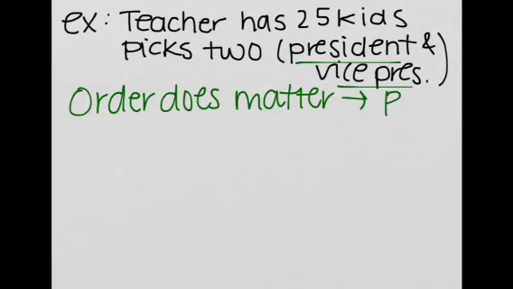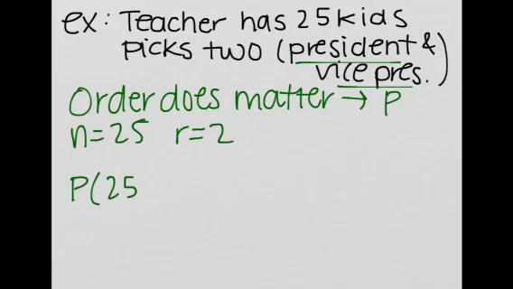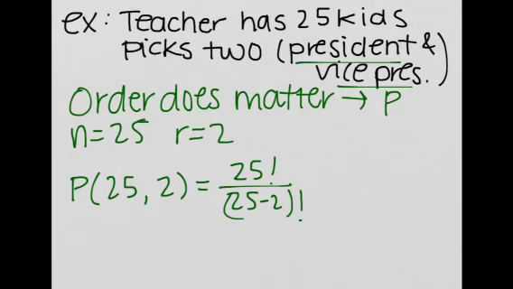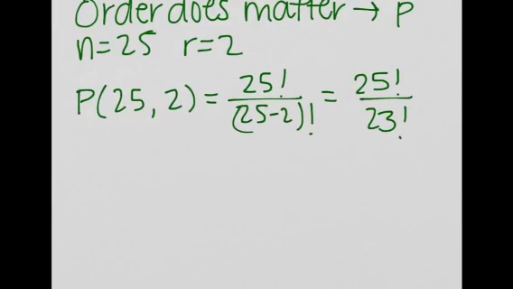Okay, so we know that n is equal to 25 because that's the total number of kids, and we're choosing r of them. So r is equal to 2. And so we want to find P of 25 comma 2. And this is equal to 25 factorial over 25 minus 2 factorial, which is equal to 25 factorial over 23 factorial. Now what is this equal to?